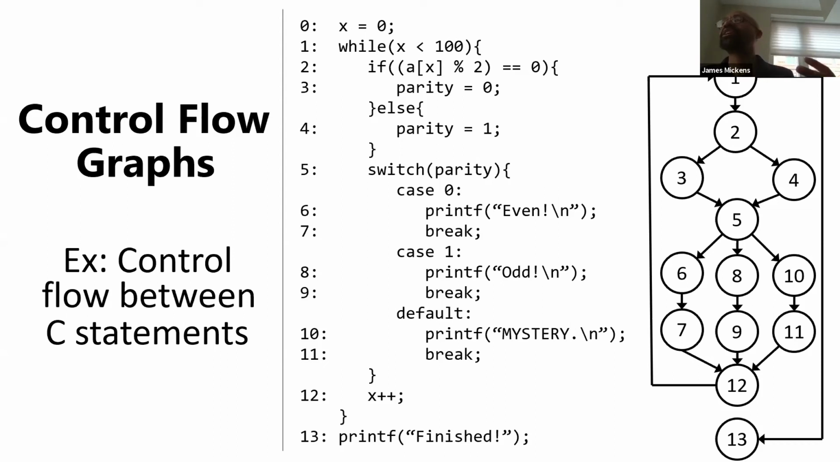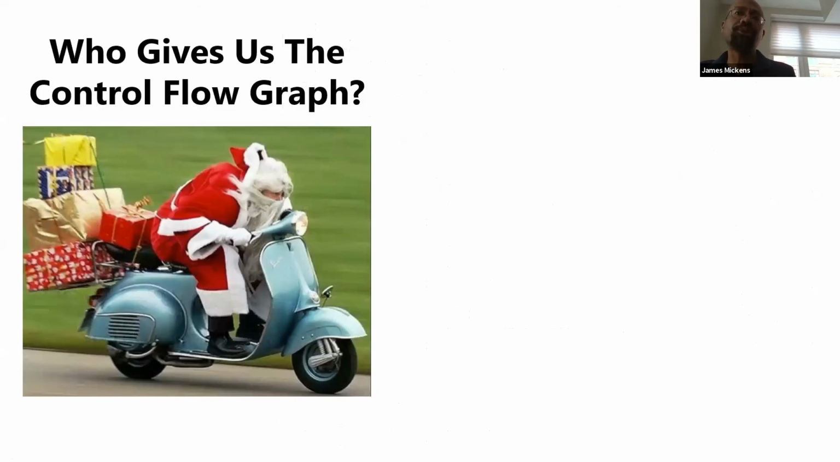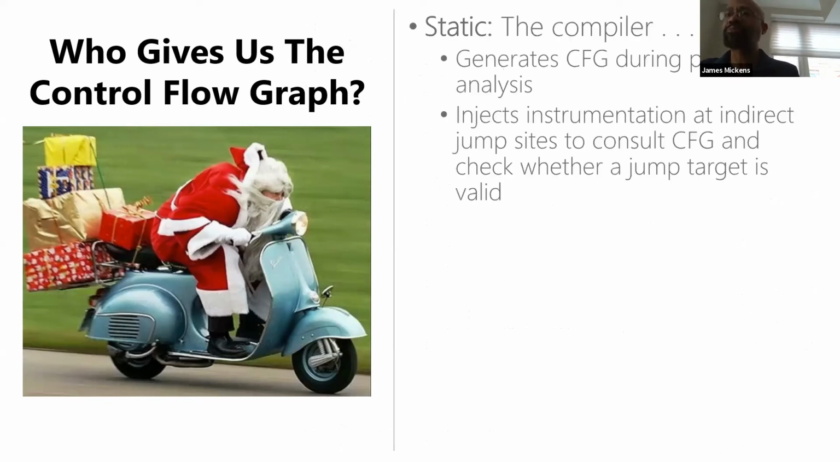And you could imagine that you could create a similar type of control flow graph at the assembly level, for example, at the basic block level. And that is precisely what control flow graph integrity tries to do. But there's this question of who gives us the control flow graph? Who generates that delightful picture that I showed you on the last slide? So one way you could think about generating the control flow graph is that it comes from the compiler. So the compiler generates the CFG, the control flow graph, during program analysis.